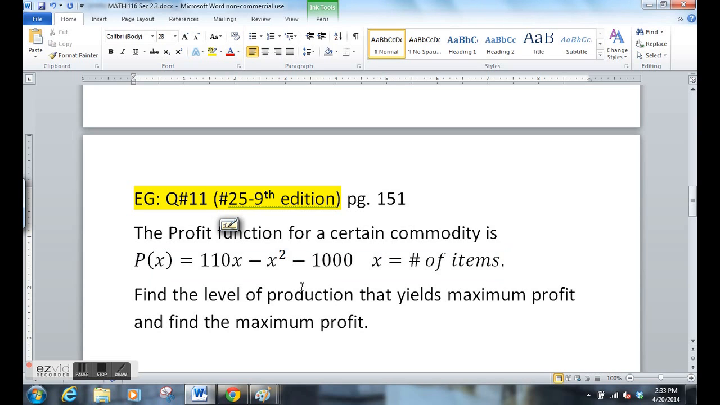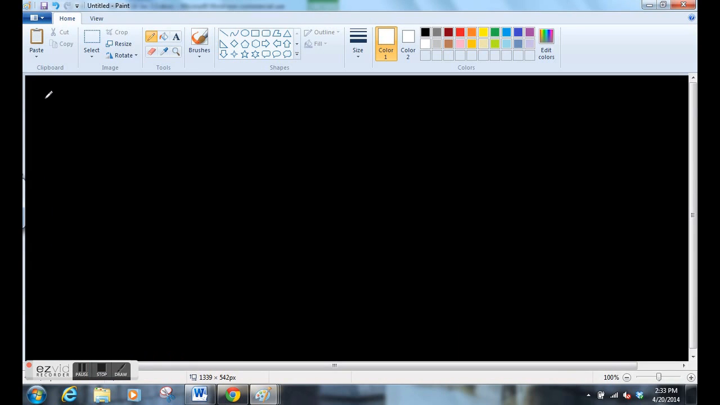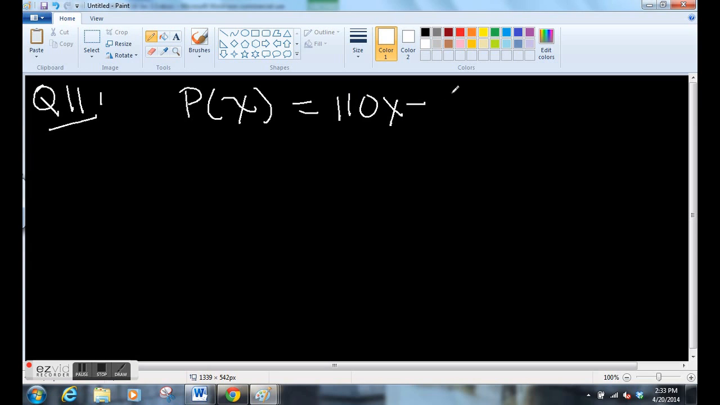So we're going to look at this parabola. Here's what we have. This is question number 11. P of x is equal to 110x minus x squared minus 1,000. And we're saying what x is going to maximize this? Well, I'm going to rewrite it in the general form, just so you can get the a, b, and c. Let's put the x squared term first: negative x squared plus 110x minus 1,000.